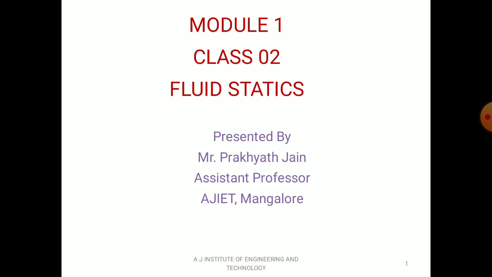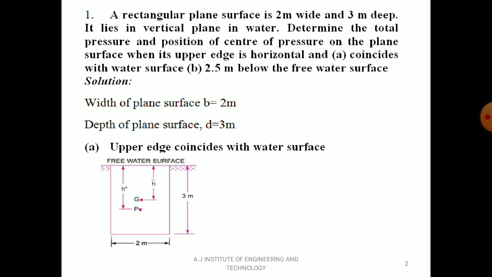Today in this video I am going to discuss problems related to fluid statics. First problem: a rectangular plane surface is 2 meter wide and 3 meter deep. It lies in a vertical plane in water. Determine total pressure and position of center of pressure on the plane surface when its upper edge is horizontal and, first, coincides with the water surface, second, is 2.5 meter below the free water surface.